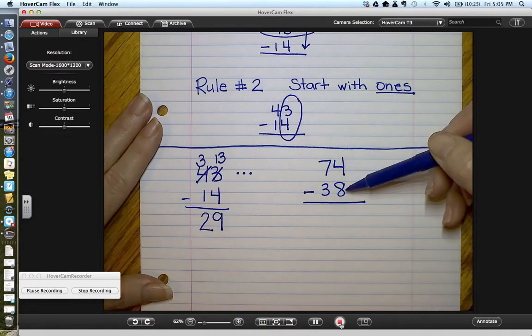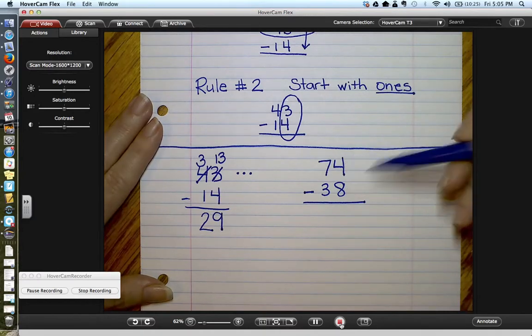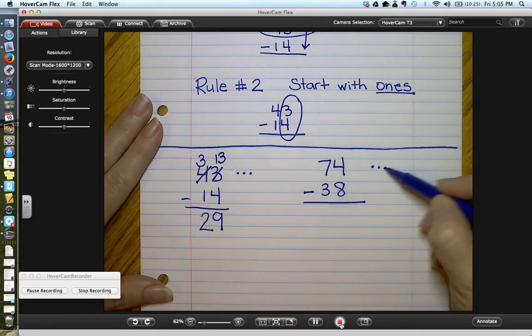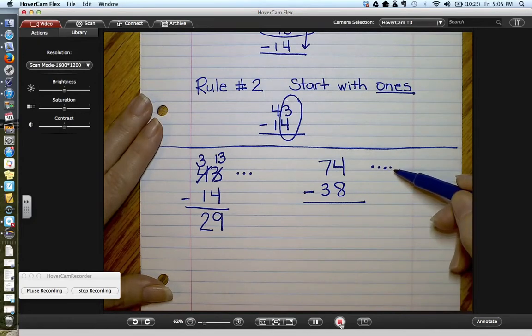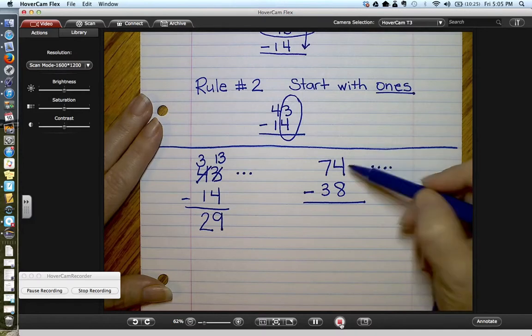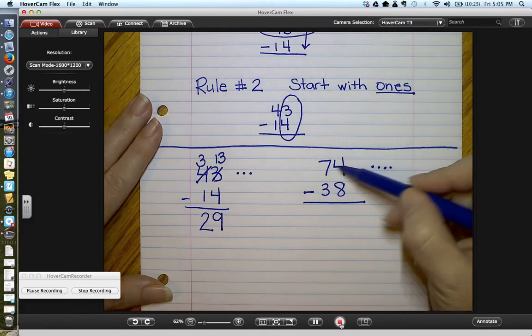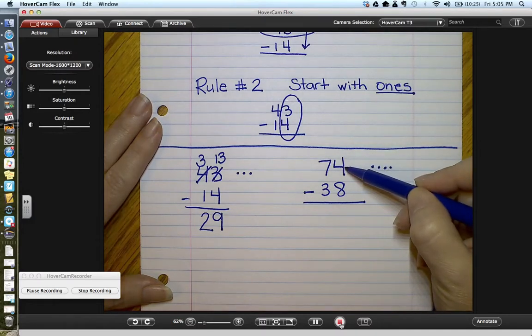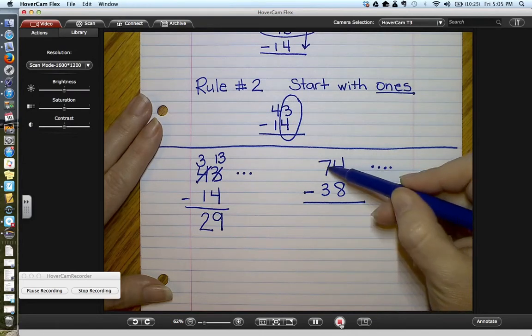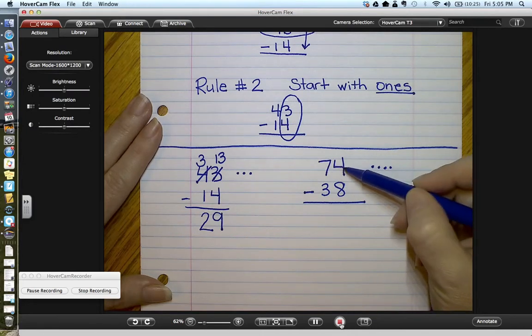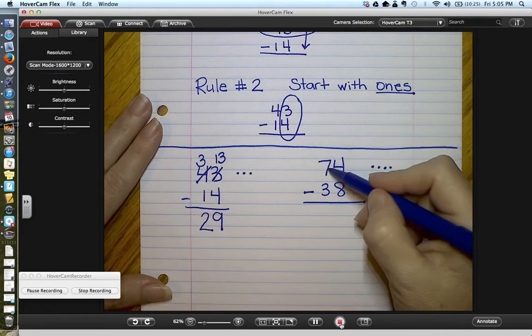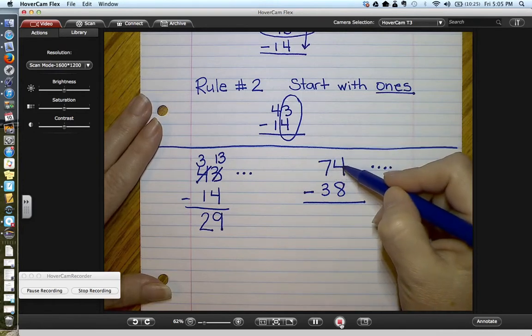4 minus 8. Does it work? I've only got 4 things. Can I cross out 8 of them? Nope, that's a problem. So I need some help. I'm going to go to the neighbor. You know how when you're at home and maybe you're making a cake but you don't have any eggs, what do you do? Sometimes you go over to the neighbor. Do you have any eggs? So we're going to go to the neighbor. Excuse me, neighbor. I need some help.